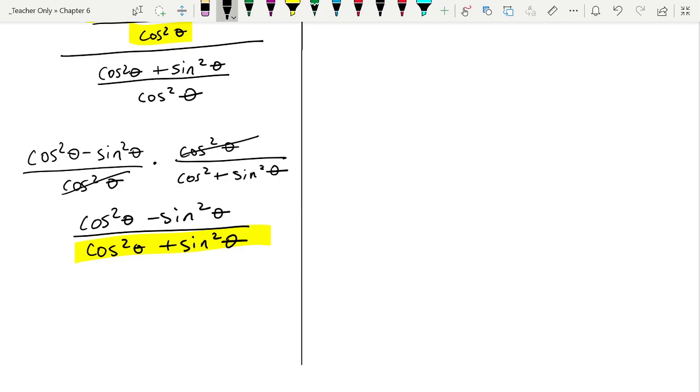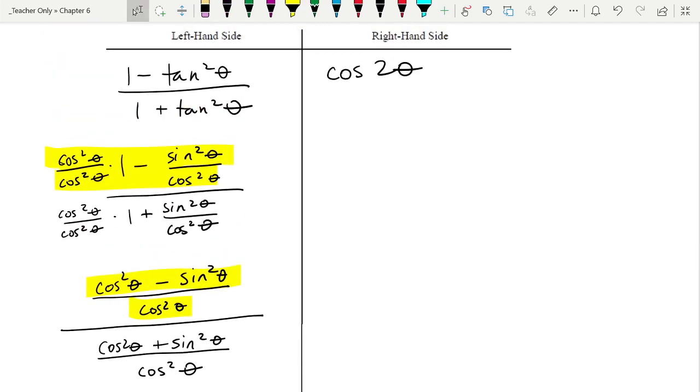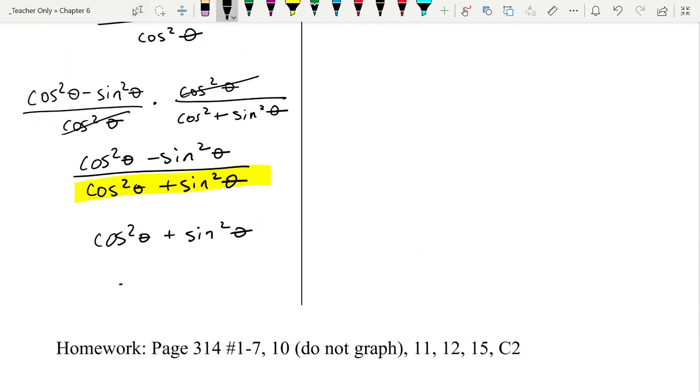This whole denominator is 1. So I can just ignore it. Dividing something by 1 is nothing. And what can I do with this? Look at my formula sheet. Isn't that one of my choices for cos 2 theta? So there it is.